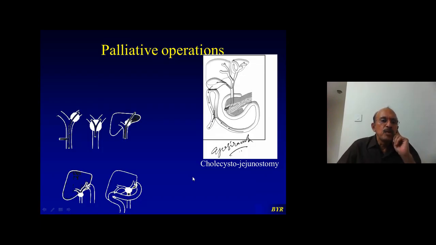The IPMN tumors are usually benign tumors. Sometimes they can be malignant. In malignant tumors, it is always preferable to do resection. The brachytherapy is done only as a palliative measure. So if it is operable, it is always better to go for the resection.